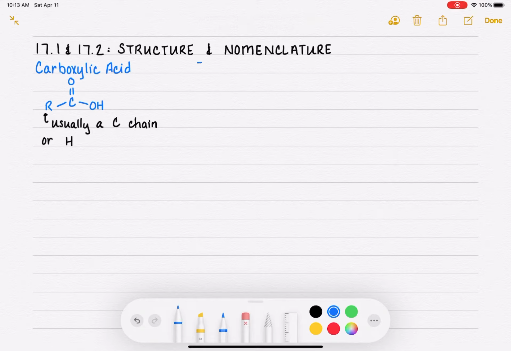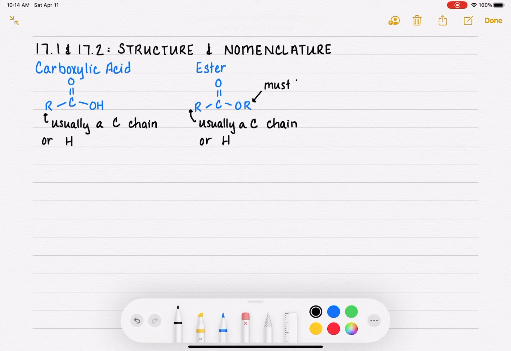So next, the ester functional group is very similar. It's also a carbon-oxygen double bond. And to the left, we also have that R, and that is also usually a carbon chain, but it could be a hydrogen, just a single hydrogen all by itself. Now here's where the ester and the carboxylic acid are different. Instead of an OH, the ester has an OR, and this R must be a carbon chain. It cannot be a hydrogen.